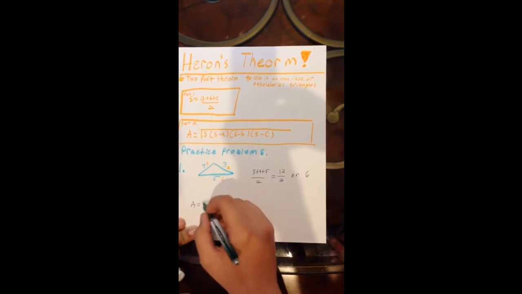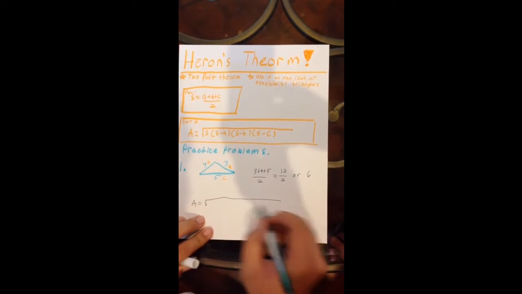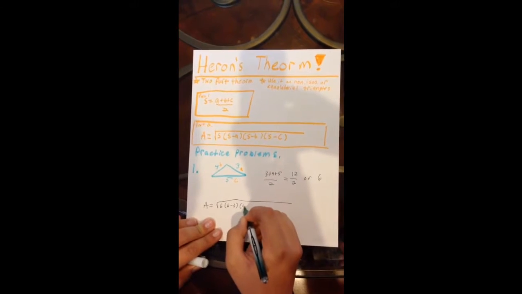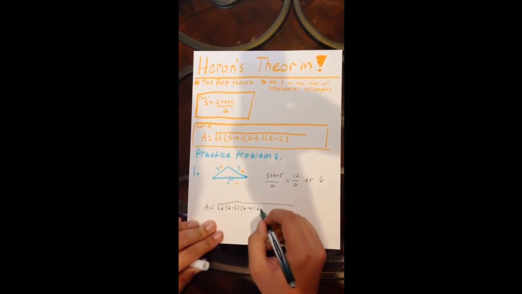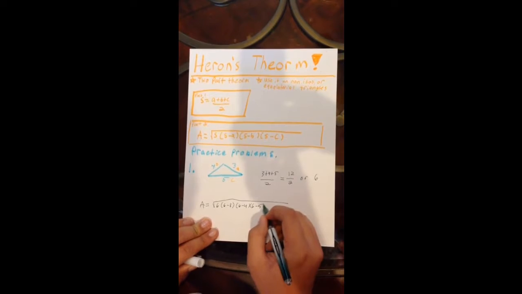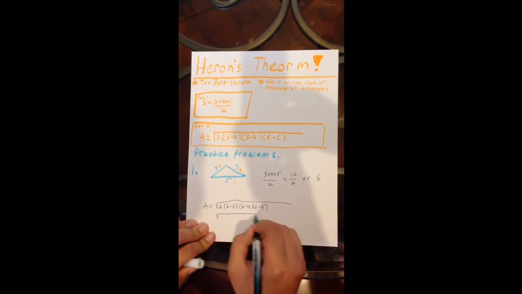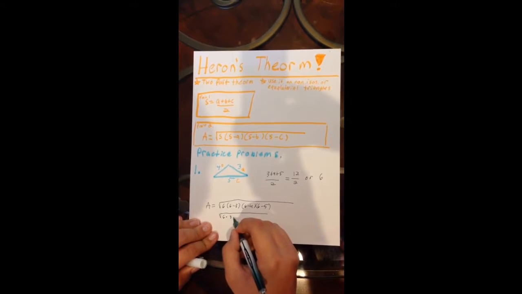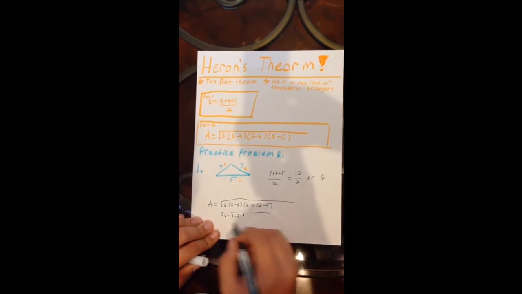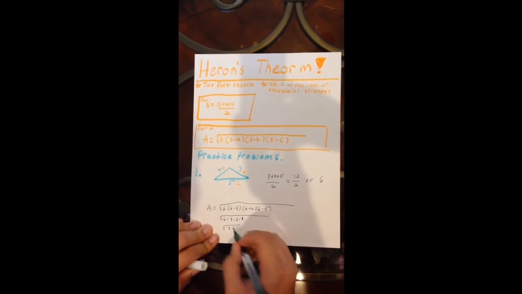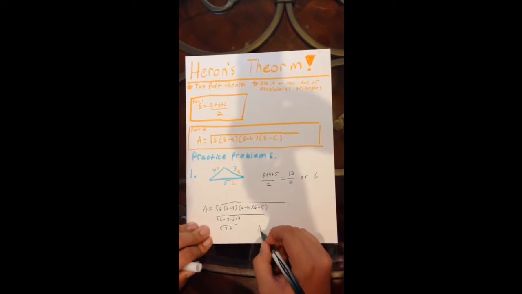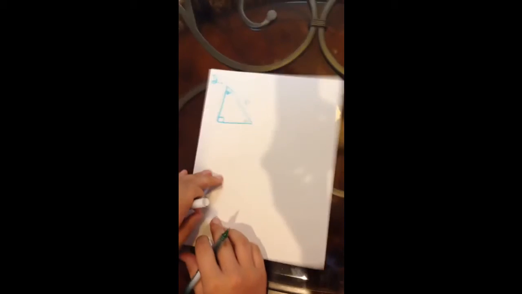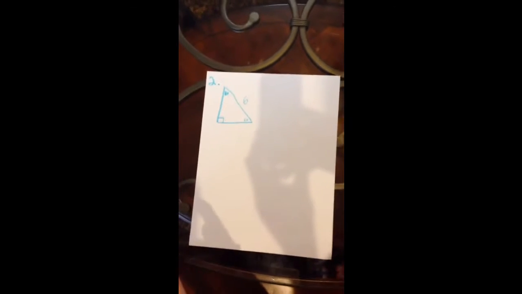Area equals the square root of 6, 6 minus 3, 6 minus 4, and 6 minus 5. Multiply those by each other, and it simplifies down to 6 times 3 times 2 times 1, or the square root of 36, making it easy, and the area equals 6, because 36 is a perfect square. Okay, now moving on to our challenge problem. This one's just going to be a little bit harder.